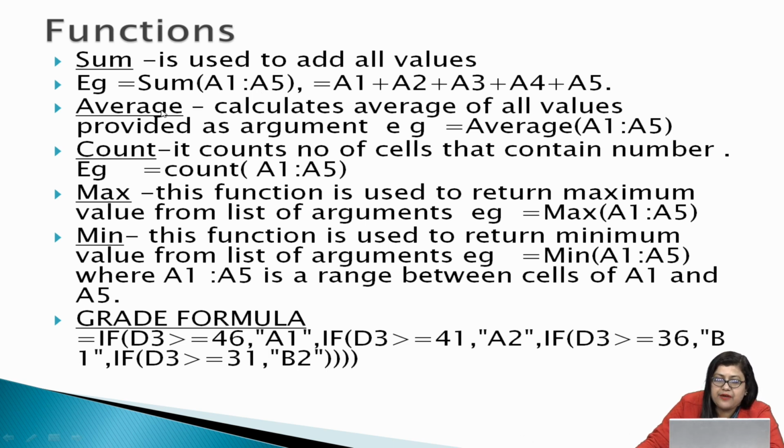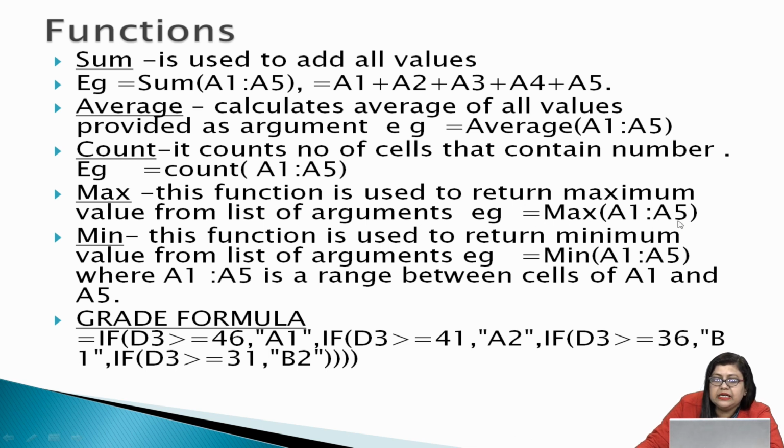And then comes the average function, which calculates the average of all the values provided as arguments. This is the formula for the average function. The count function tells you the number of cells that contain a number value, equal to COUNT A1 till A5. The max function is used to return the maximum value from a list of arguments. The min function is used to return the minimum value from a list of arguments. This is the formula for the max function.